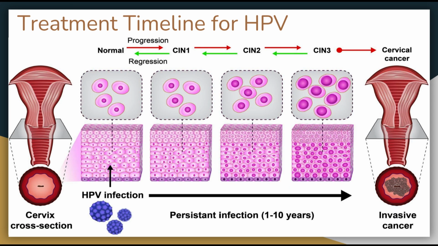Treatment timeline for HPV. It takes most women around 2 years to clear up the condition, but depending on what stage they are in, it could take longer. There is no medication that can treat HPV itself, but there is treatment available for the side effects of HPV.